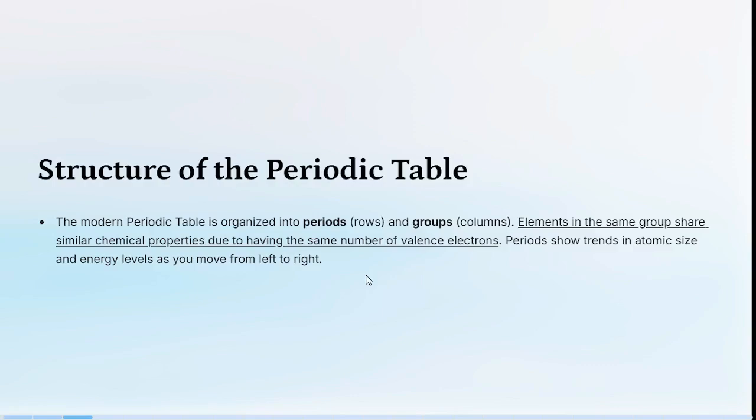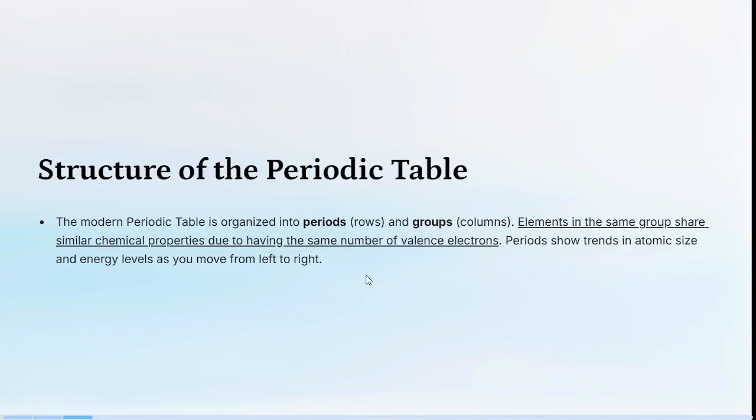So the modern periodic table is organized into periods and groups, where periods represent the horizontal rows, while groups represent the vertical columns. Elements in the same group share similar properties. So this is just for knowledge purposes.